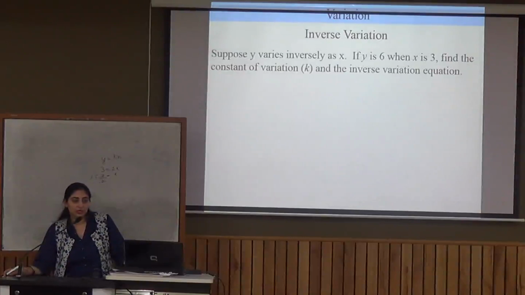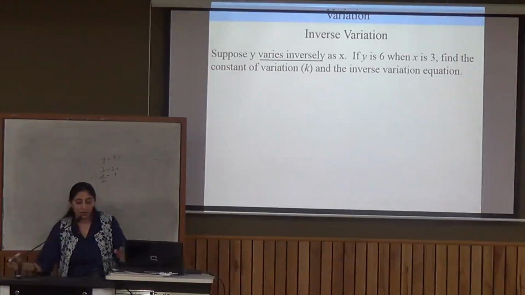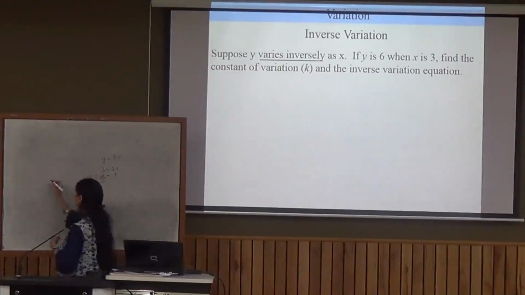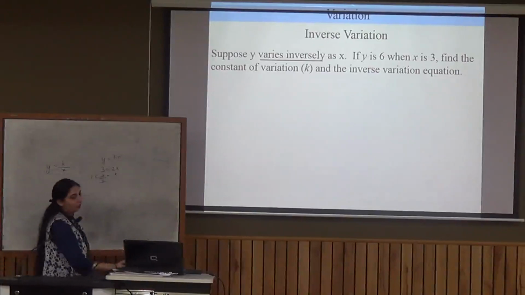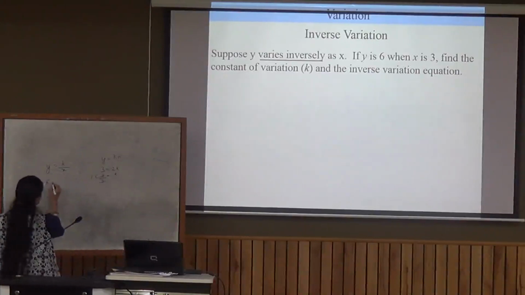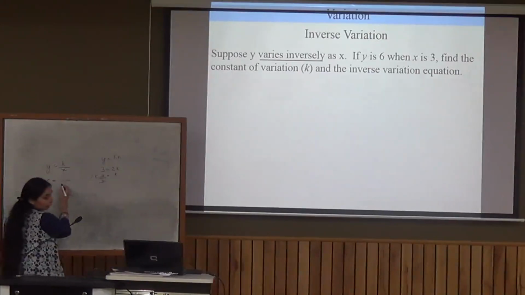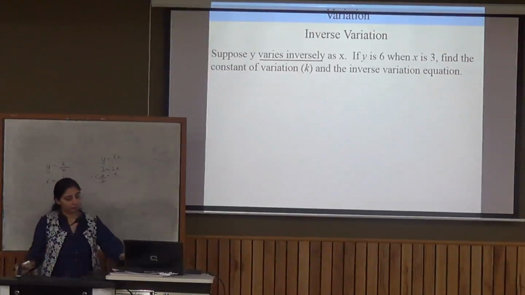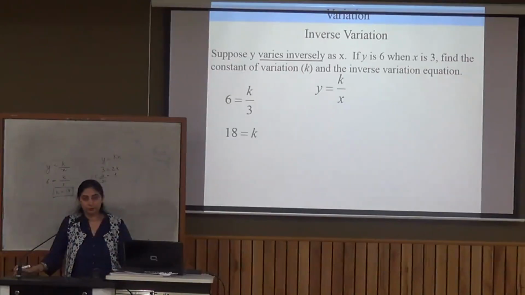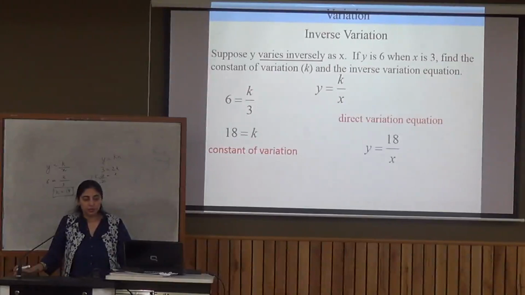Suppose y varies inversely as x, and if y is 6 then x is 3. Find the constant of variation as they are inversely related. So my equation would be in the form y is equal to k upon x. Now here the value of y is 6 and the value of x is 3. I need to find my constant. So my k becomes 18. The value of the constant of variation is k is equal to 18.